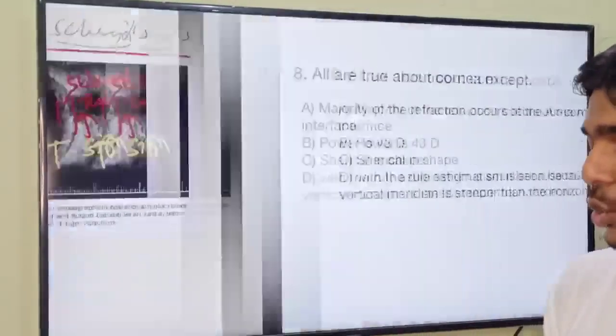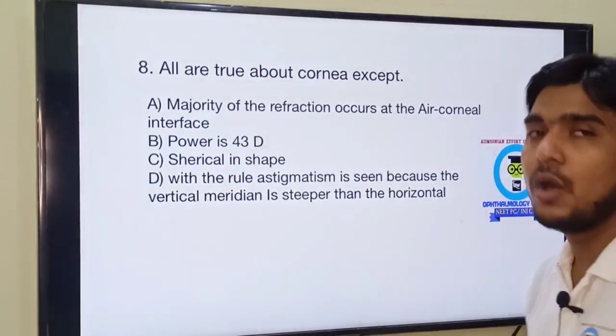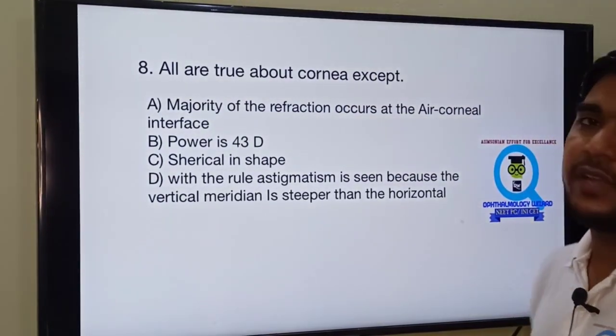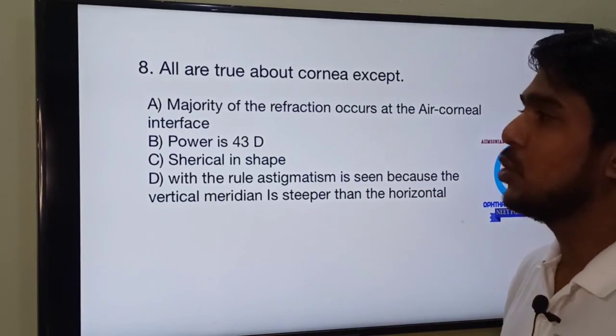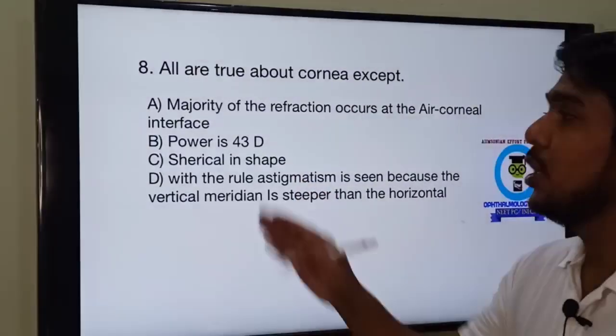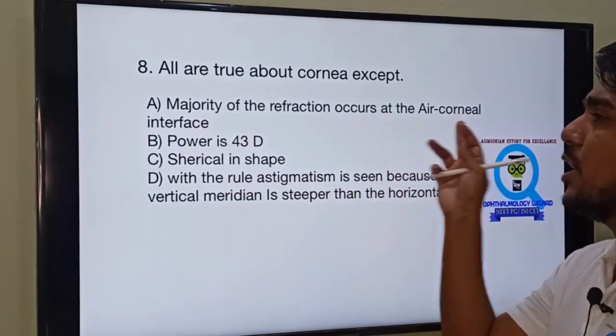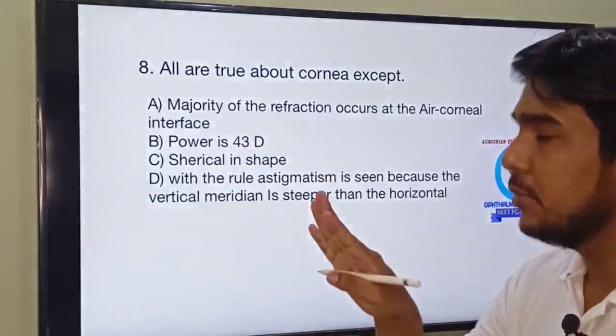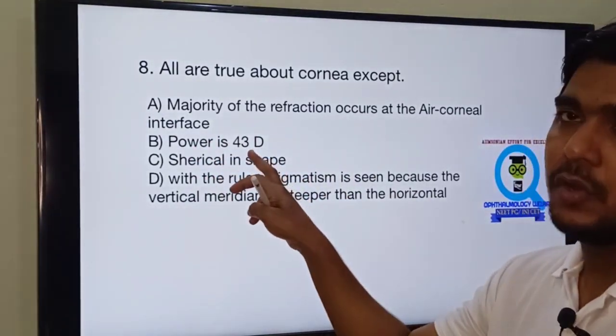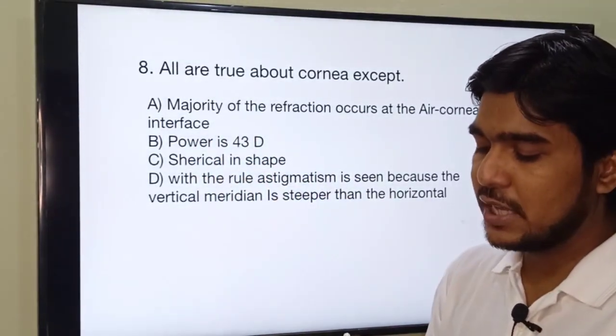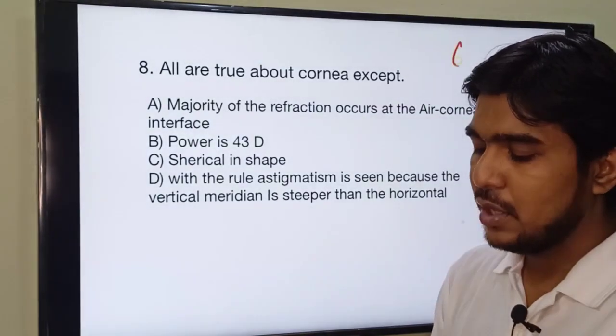Moving to the next question. All are true about the cornea except. It's a very common question, but you have to be careful while solving it. Majority of the reflection occurs at the air-corneal interface. It's the right option. Power is 43. Obviously you know this from the schematic diagram.